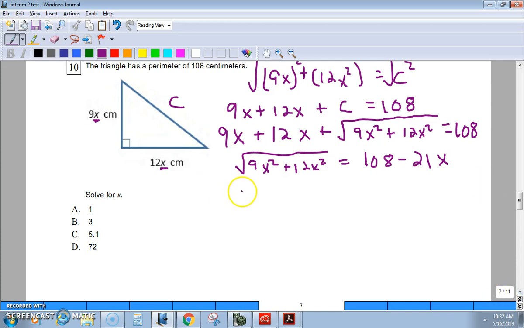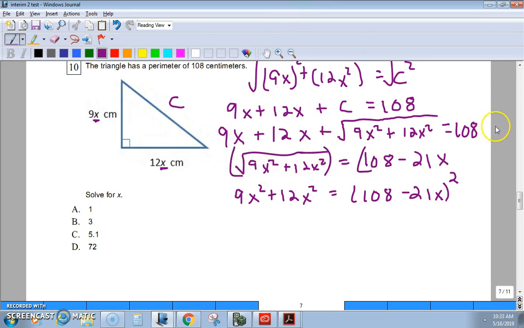So if we square both sides, we get 9x squared plus 12x squared equals 108 minus 21x squared. Right? If we square both sides. Then we need to square this, and 9x squared plus 12x squared, we can actually add those together. What is that? 21x squared. I think I missed a part in here that would have made this easier to solve.